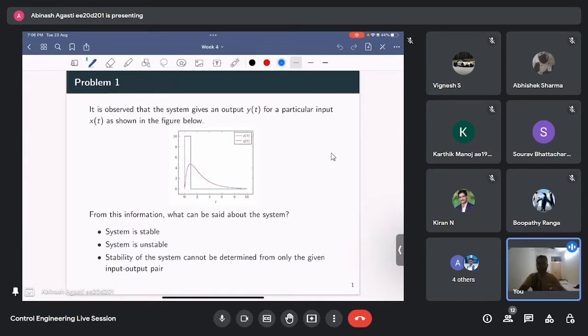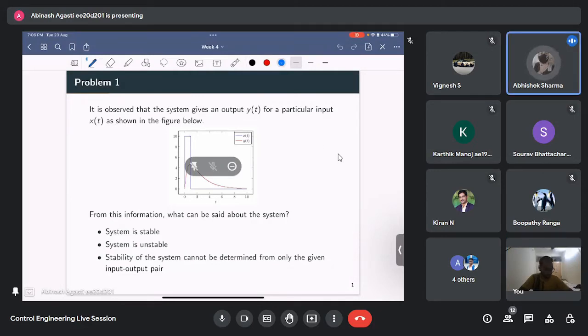Okay, so we have this system which gives output y of t, the red curve, for a particular input x of t, which is the blue curve. So from this information, what can be said about the system? Is the system stable? Is it unstable? Or can we conclude anything about the stability of the system, or can we not? So what do you guys think about it?